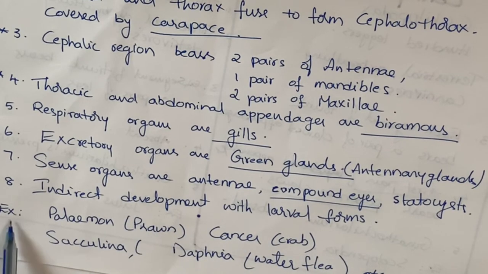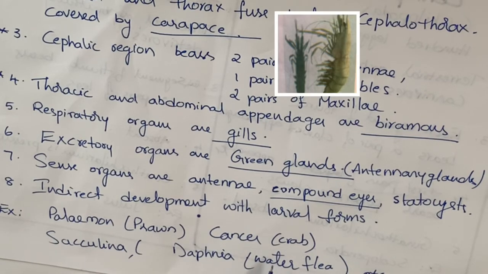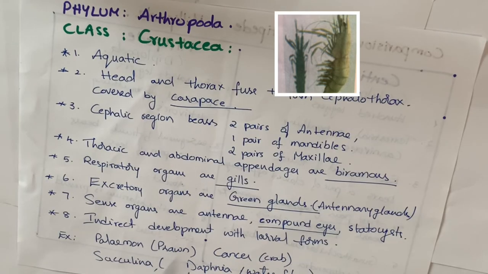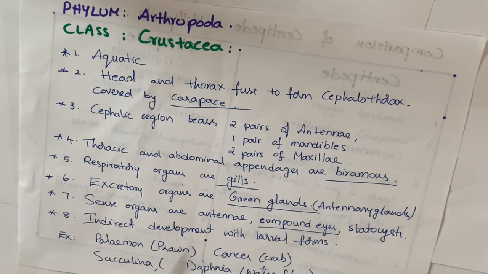So examples for crustaceans are Palaemon, the prawn, royalu, telugulo royalu antaru, and Cancer, that is a crab, peetalu. Sacculina is a parasite on crabs. We studied it in the parasitism chapter. Next, Daphnia, which is known as a water flea. So these are some of the examples of class Crustacea. This is very important for board examination for a 4 marks question.